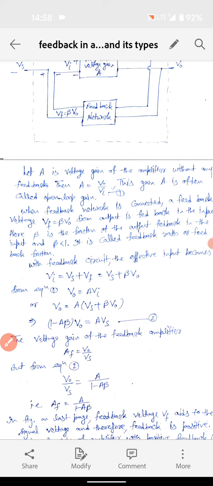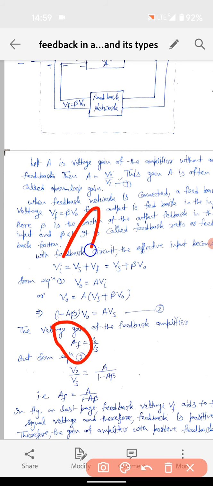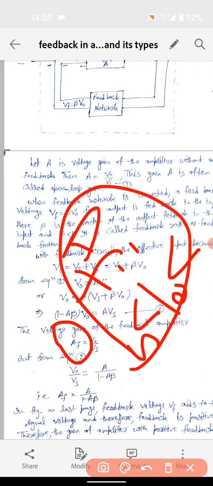Further, by solving, this will become 1 minus A beta times V0 is equal to A Vs. Now the voltage gain of the feedback amplifier, with feedback, will be known as AF. With feedback, the output voltage is V0 and the input voltage is Vs, so the ratio V0 by Vs will be AF.